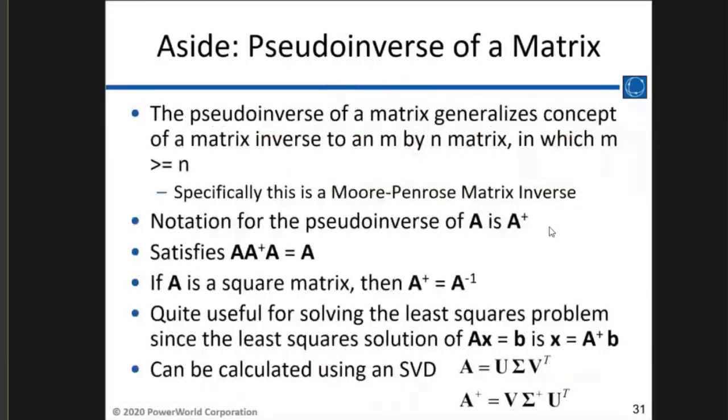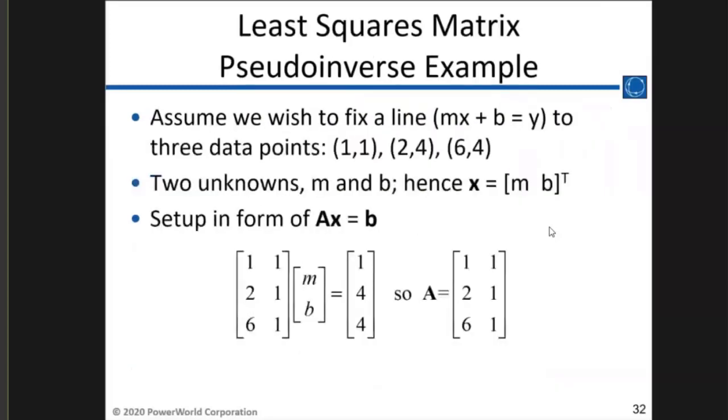A pseudo inverse of a matrix generalizes the concept of a matrix inverse. A matrix inverse exists for a square matrix. Pseudo inverses generalize this to any size matrix, be it m by n. And there's specifically a Moore-Penrose matrix inverse. There are algorithms to do this. Calculating a pseudo inverse of a matrix actually requires that you do a singular value decomposition, which can work on any size matrix.